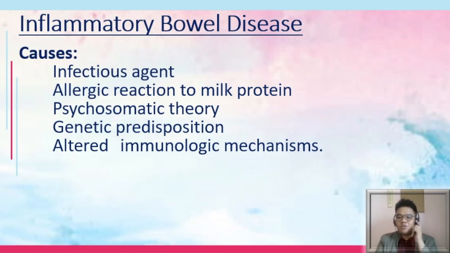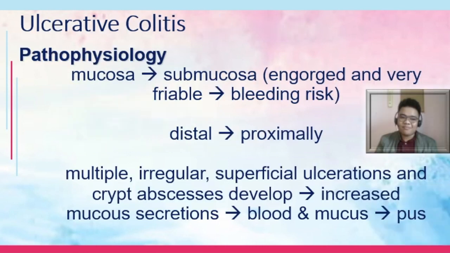And then altered immunologic mechanisms. Your inflammatory bowel disease has an immune system component. Others say that this is an exaggerated immune response. That's why there are medications given to halt the immune response of your patient. So, pathophysiology: as I've mentioned, mucosa first, then submucosa.